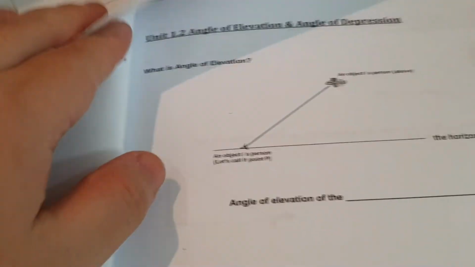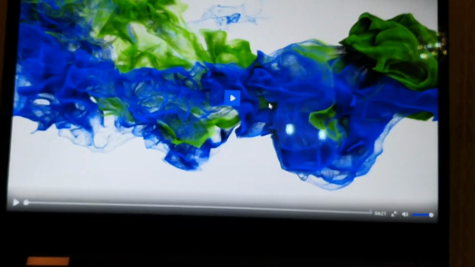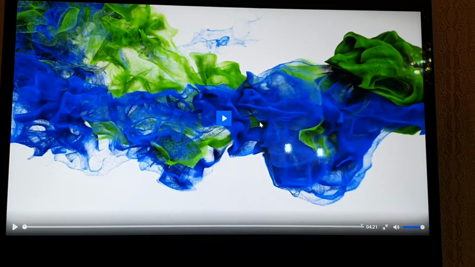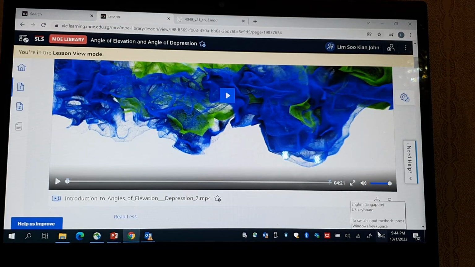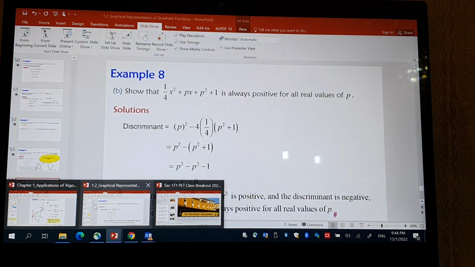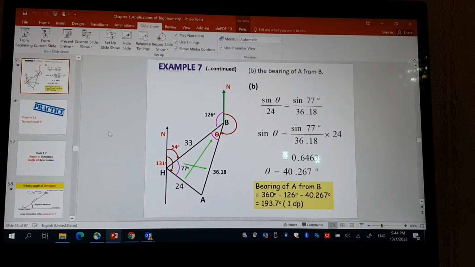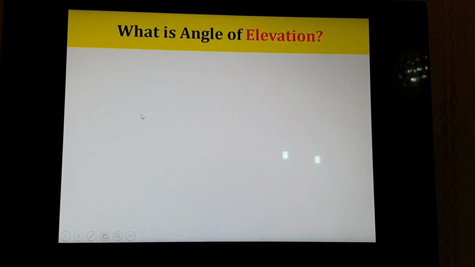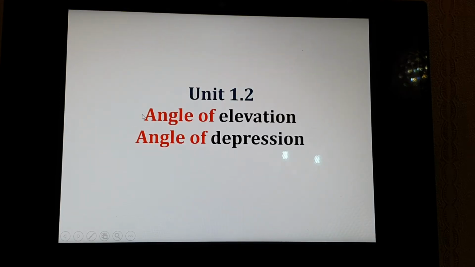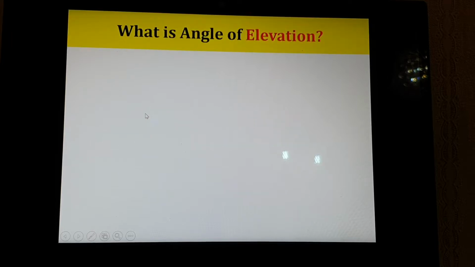Okay, now let's do some actual questions from your resource book. I'll do this first, but I'll do it on the PowerPoint, because it's actually very easy. Okay, we have done this already. We've done this in class already. Okay, now we are here. Angle of elevation, depression. Very simple.